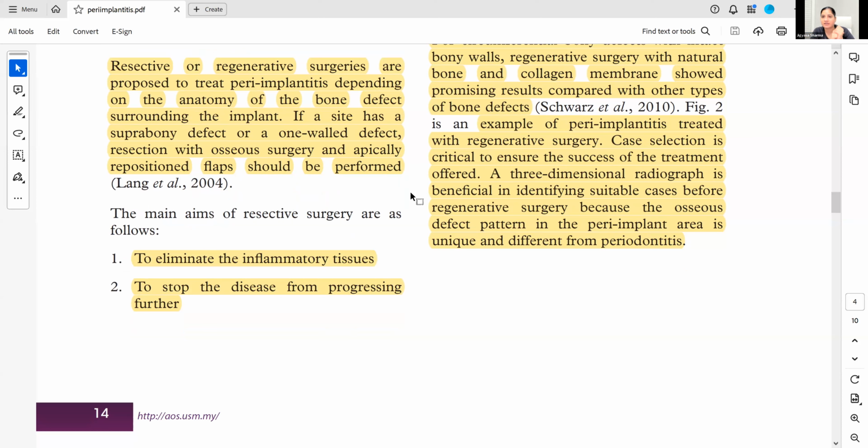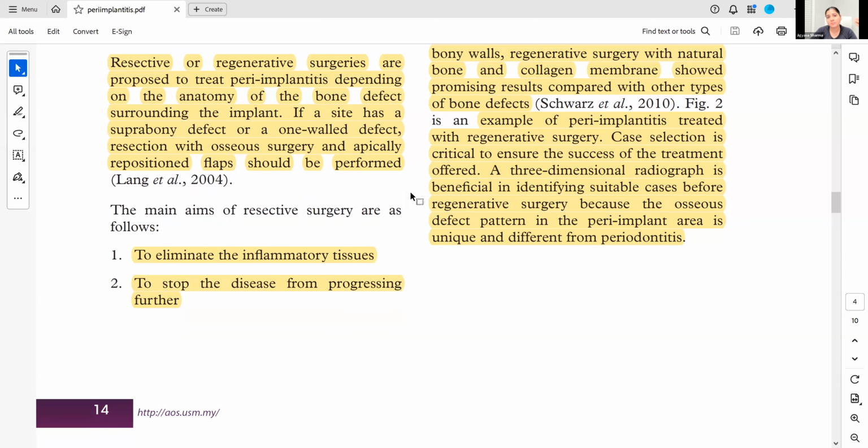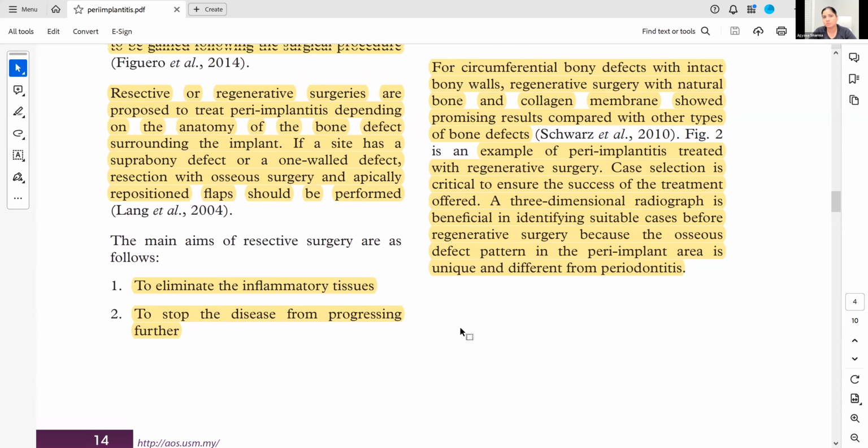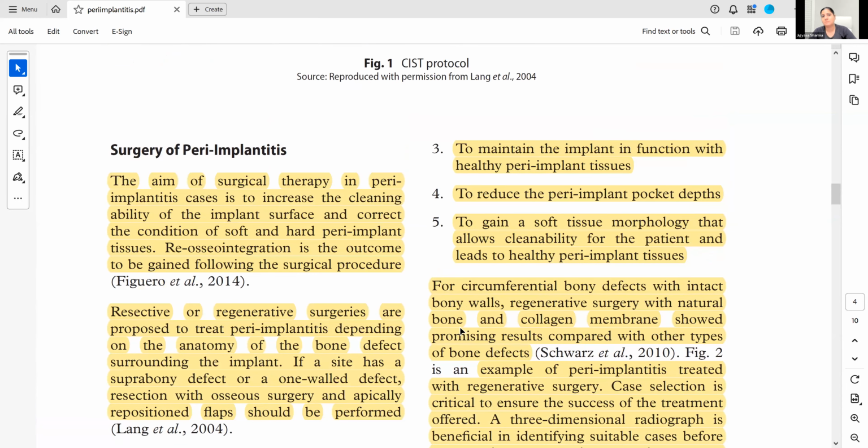The main aim of resective surgery is to eliminate the inflammatory tissues. So all the granulated and ulcerated gingiva as well as the bone will be debrided and placed at the newer bone level, providing you reduced probing depths, reduced sulcus also, which will prevent the plaque accumulation there. And it will also hence improve the hygiene measures and hygiene efficiency. Plus, it will stop the disease from progressing further because there is no more plaque accumulation in those deeper pockets.